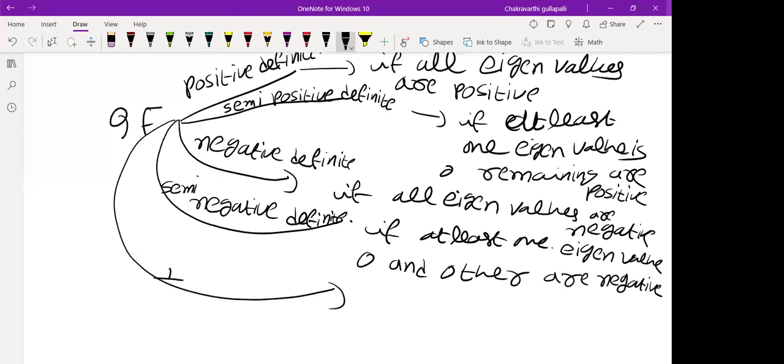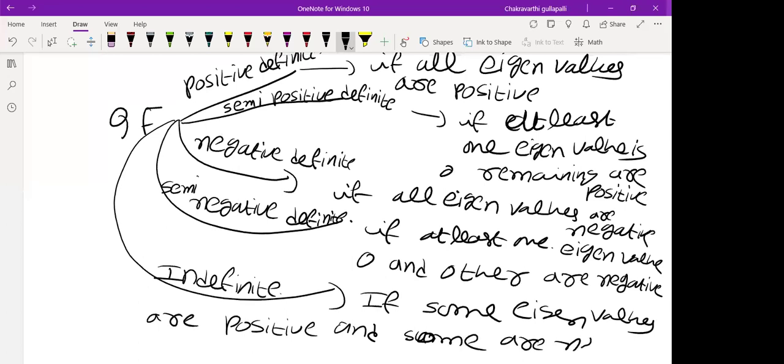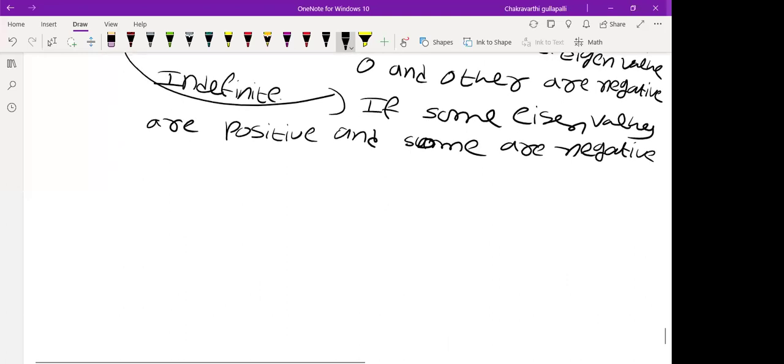Then indefinite. Indefinite means some eigenvalues are positive and some eigenvalues are negative. If they are mixed, then it is called indefinite. So this is how we find out the nature of the quadratic form.